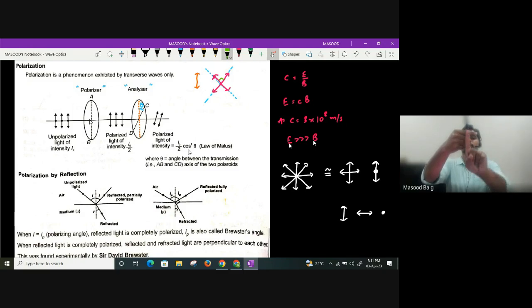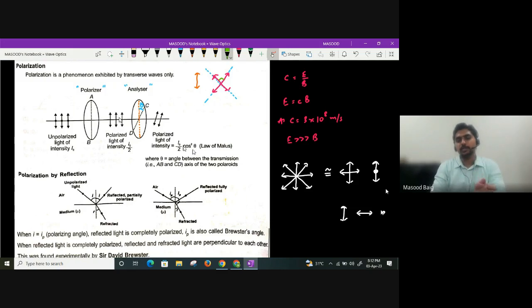What will the polarizer do, or what is the significance of the transmission axis? It will allow all the electric field vectors which are along its direction. So these electric field vectors it will allow, guys. However, these electric field vectors it is going to reject. Okay, so that is the reason what got transmitted: I got electric field vectors directed in one particular direction only. So this will be polarized light.